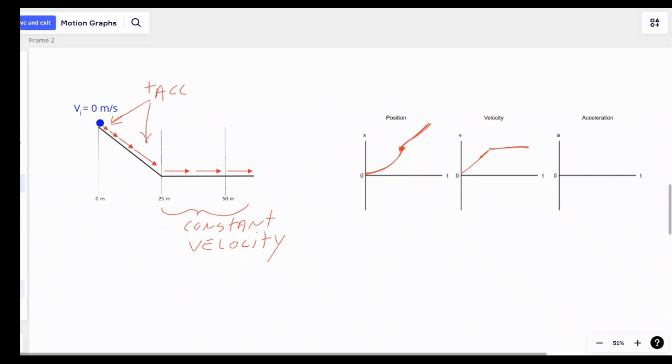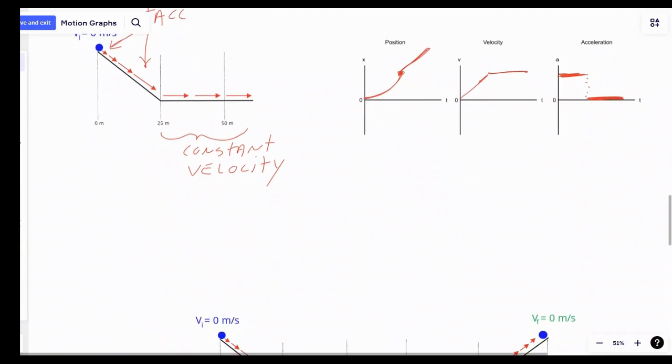Okay, now how do I do this on the acceleration time graph, right? So remember, in the beginning, it has positive acceleration. Then there's no acceleration because it goes to a constant velocity, which means no acceleration. So the rest of the time, 0 acceleration, okay? Positive acceleration, and then all of a sudden, 0 acceleration. So that's how you would show that one.